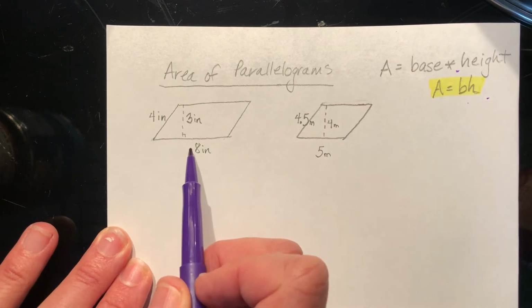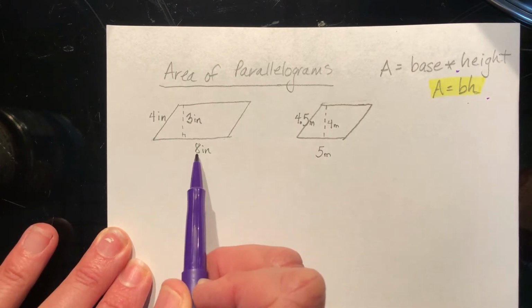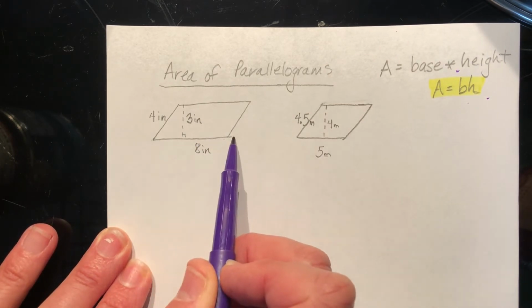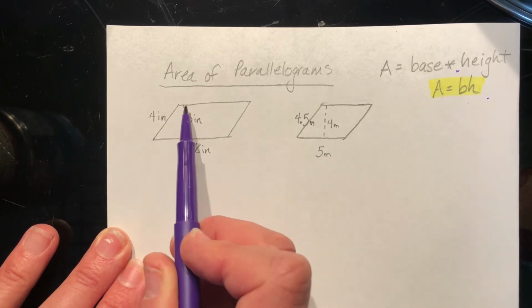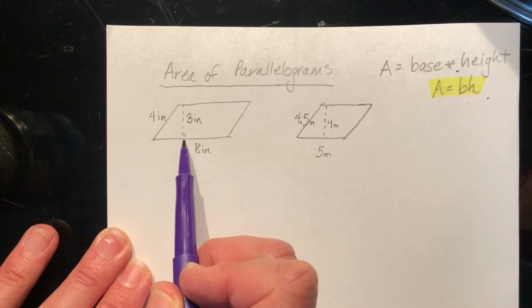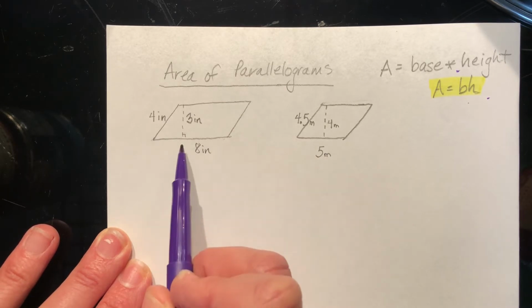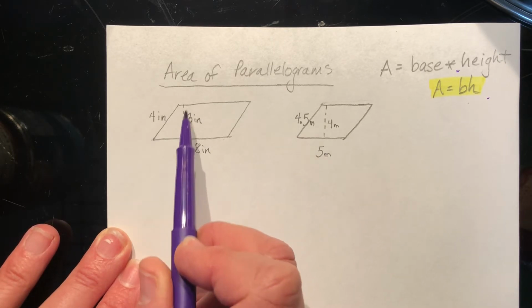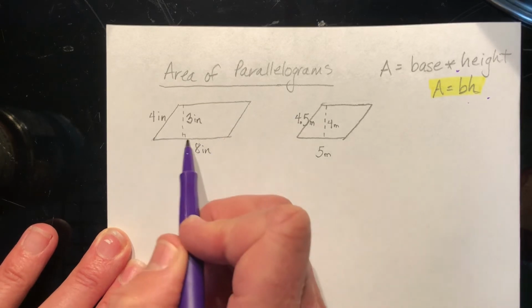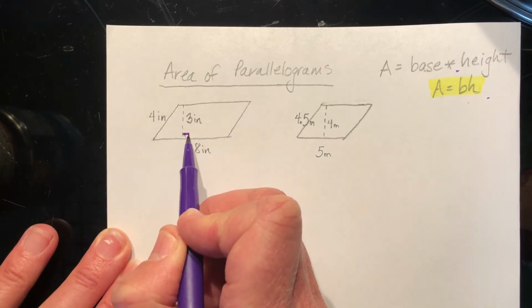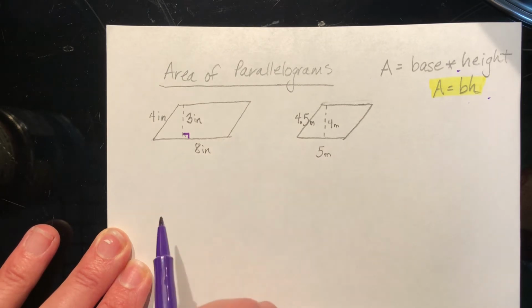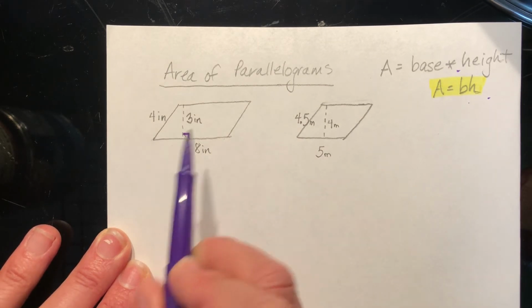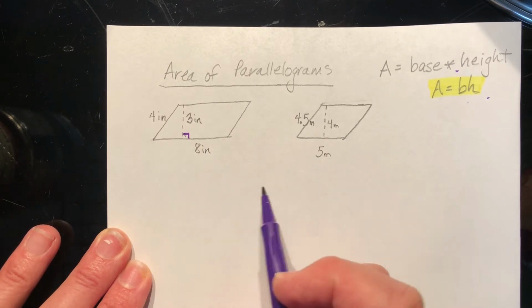So let's come back over to our parallelogram. We can see that the base is 8, but the question is, which is the height? Is this the height or is this the height? So here's how I know that the 3 is actually the height of this parallelogram. See how there's a little symbol there showing that's a right angle? The height always has to be at a right angle to the base. So 8 is my base and 3 is my height.